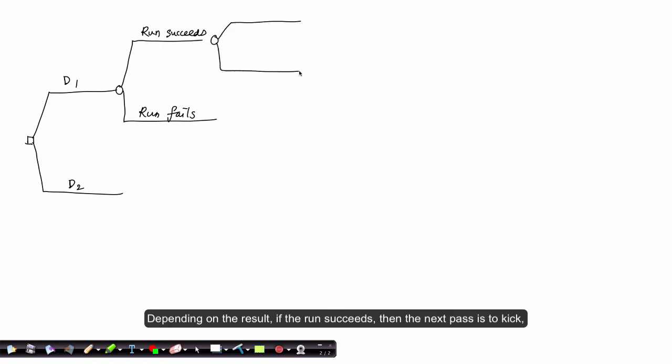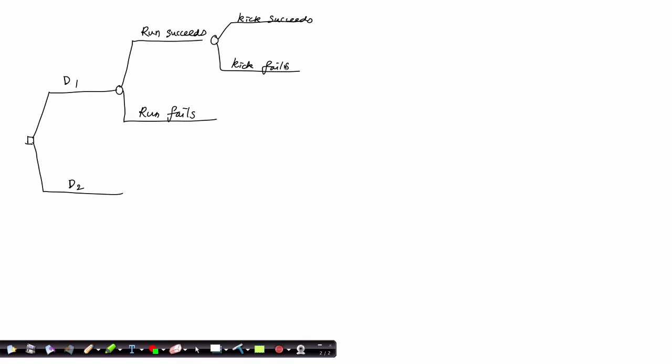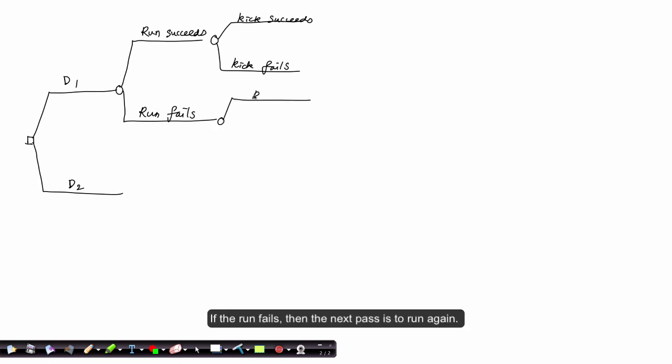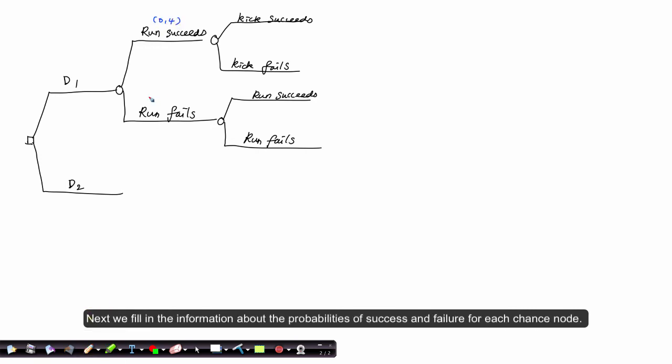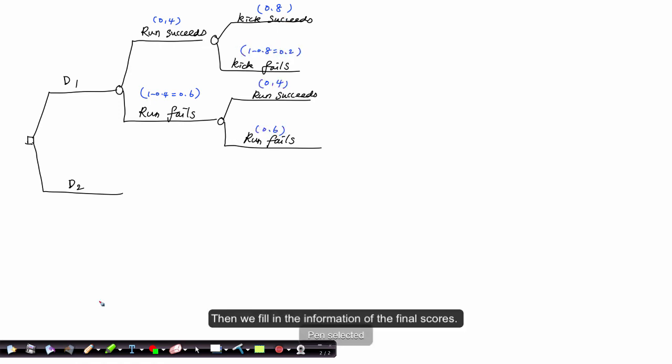Depending on the result, if the run succeeds, then the next pass is to kick. And depending on the result of the kick, we will have different points. If the run fails, then the next pass is to run again. Depending on the result of the second run, we will have different points. Next, we fill in the information about the probabilities of success and failure for each chance node. Then, we fill in the information of the final scores.